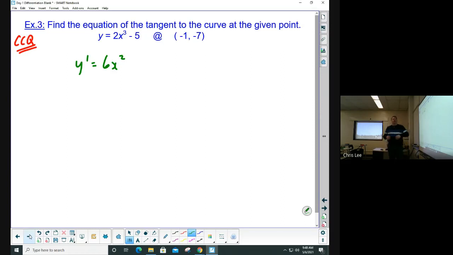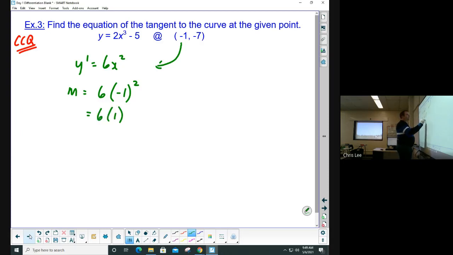Great. So this is the derivative. This describes an equation for all of the different slopes of the tangents. I only want one of them, the one that happens right here. In particular, I'm going to use the x value from this. So the slope becomes 6x squared, and this x is -1. Be careful to remember BEDMAS, exponents first. So -1 squared is just 1, and 6 times 1 is 6. So the slope of our tangent at this point is 6.